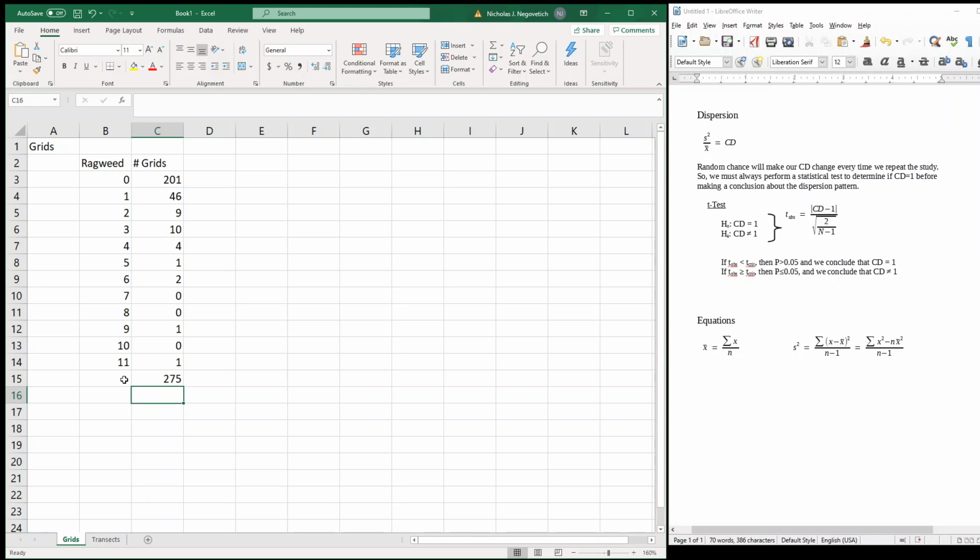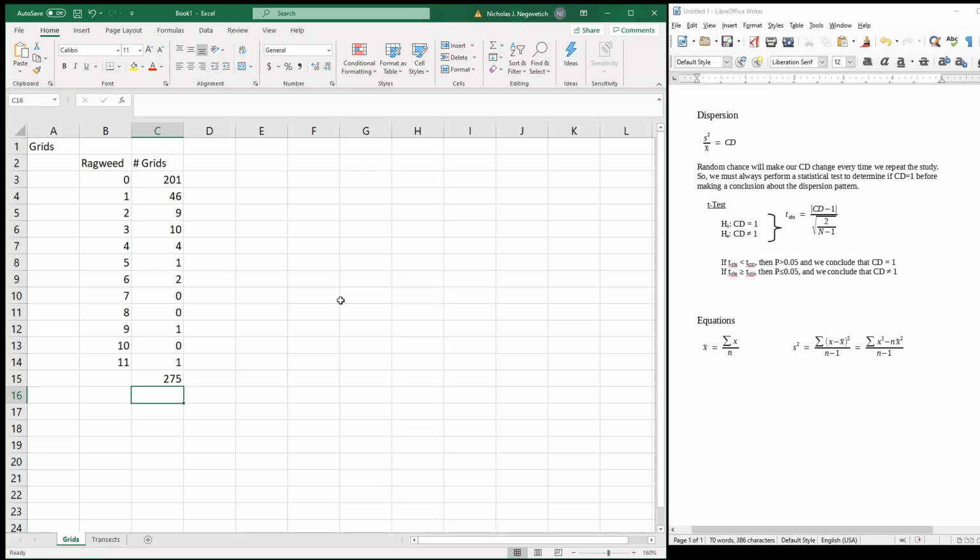Hopefully you say 11 groups. And if you did, then you're right. So we want to take this data and calculate our mean, our average, which is our x bar, and we also want to calculate our variance, which is this s squared. We need both in order to calculate our coefficient of dispersion.